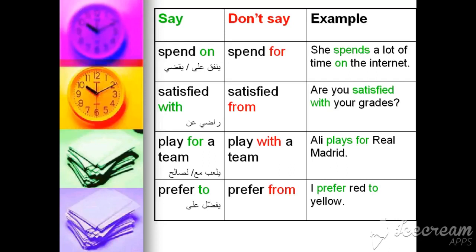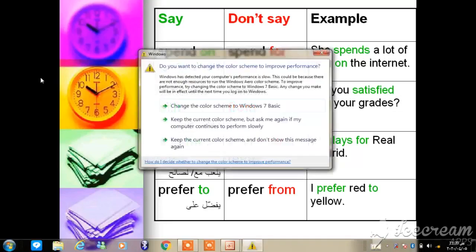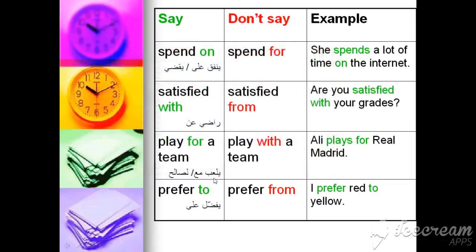Number two, satisfied with. We say satisfied with. We don't say satisfied from. يعني راضي عن. Are you satisfied with your grades? We don't say are you satisfied from. We say are you satisfied with your grades? هل أنت راضي عن علاماتك درجاتك يعني.